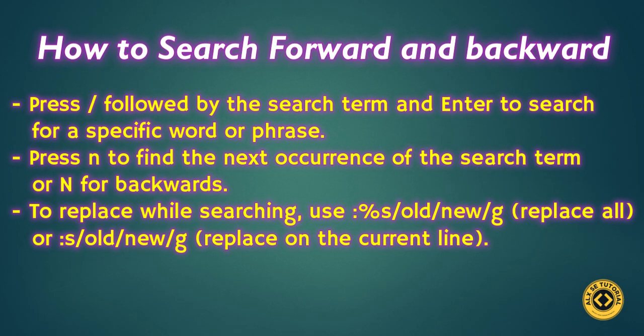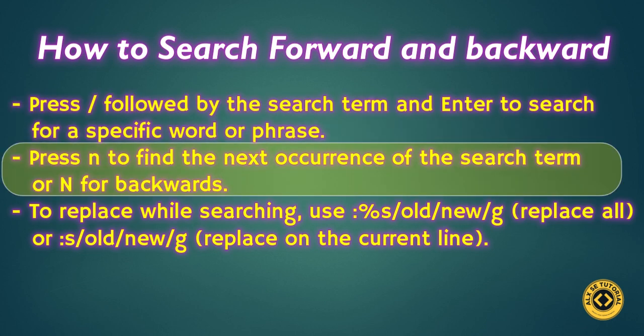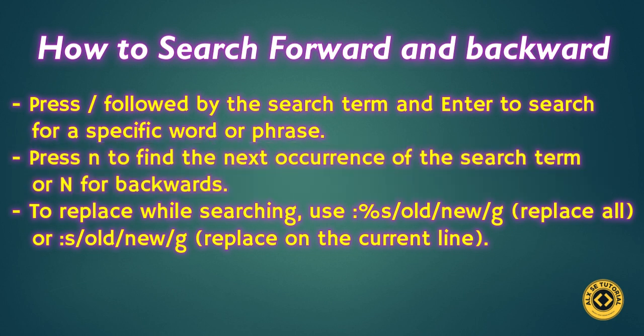So how to search forward and backward? In order for us to search forward and backward, we will first of all press / followed by the search term and enter to search for a specific word or phrase. And then we'll press n to find the next occurrence of the search term, or capital N for backward. So let's see how that works in our vi.